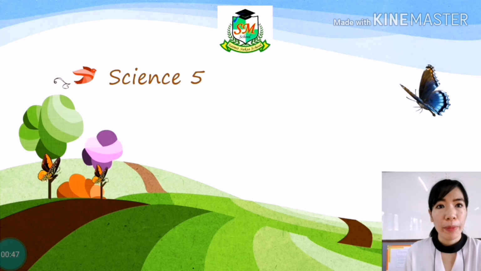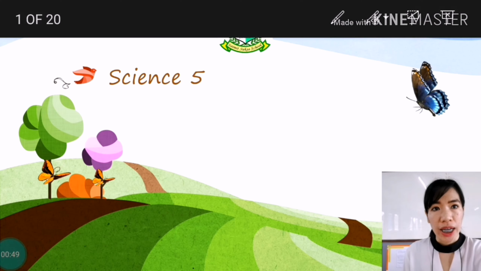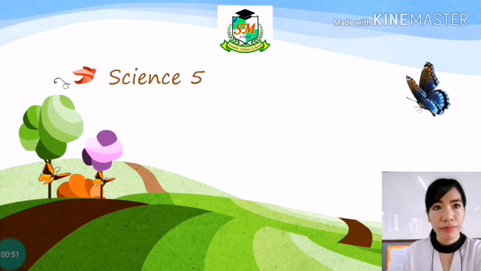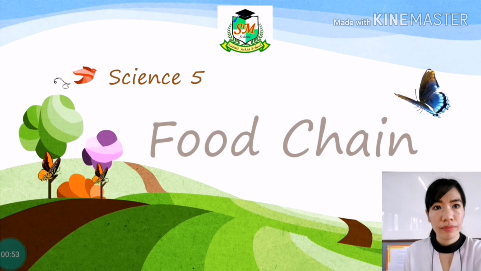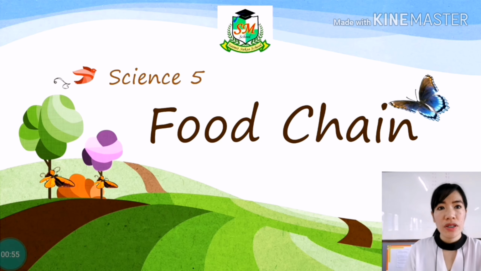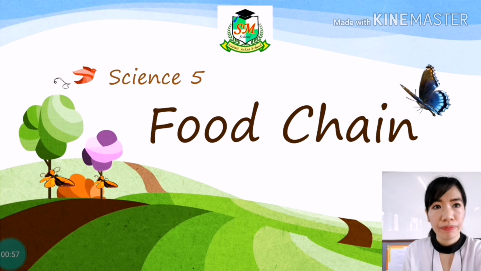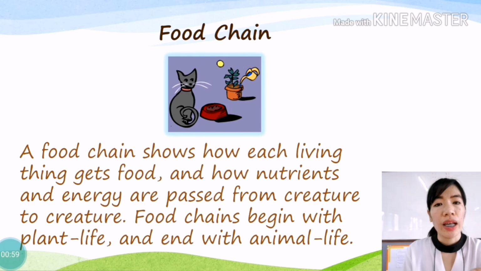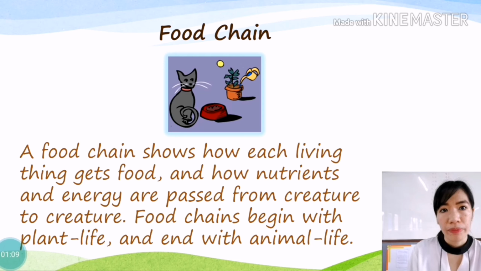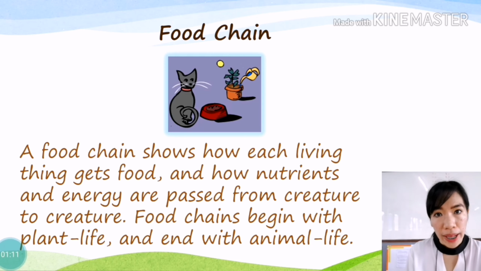For today's video, I'm going to talk about food chain. Okay, so food chain. What is a food chain? A food chain shows how each living thing gets food and how nutrients and energy are passed from creature to creature. Food chains begin with plant life and end with animal life.